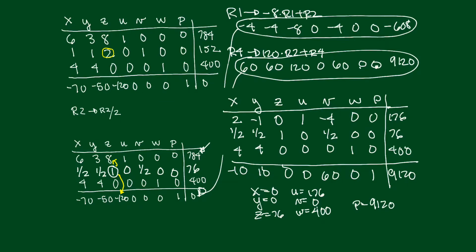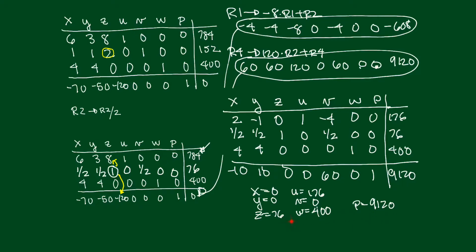Here's the information we have so far. So if we make that first pivot, here's where we are. If we manufacture, if X is 0 and Y is 0, so we manufacture no chairs, no sofas, but we manufacture 76 sofas. Here's what would happen. We would have 176 hours of carpentry still remaining, no hours for finishing, and 400 hours for upholstery still remaining, and our profit would be $9,120.